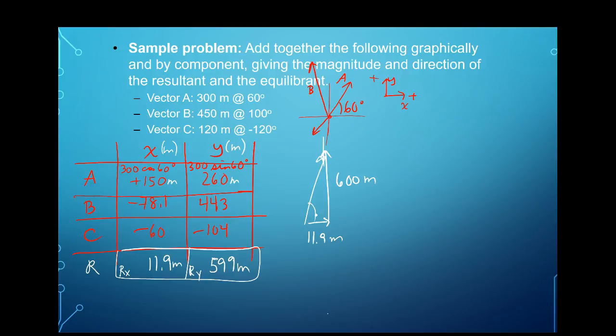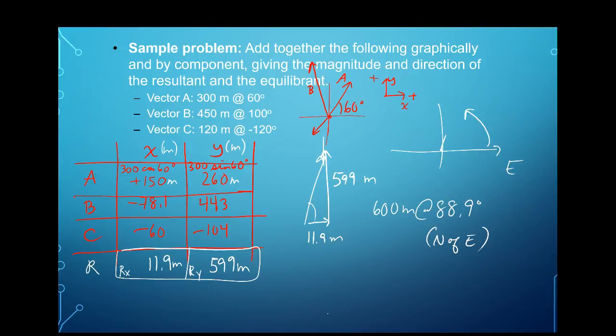And then we would use the Pythagorean theorem to determine the hypotenuse. This is only 599, and so the hypotenuse here is going to be about 600 or so, a little bit more than 599, and it's going to be at 88.9 degrees. Well, we could say that's north of east. So if I have east, north of east is going this way, 88.9 degrees.